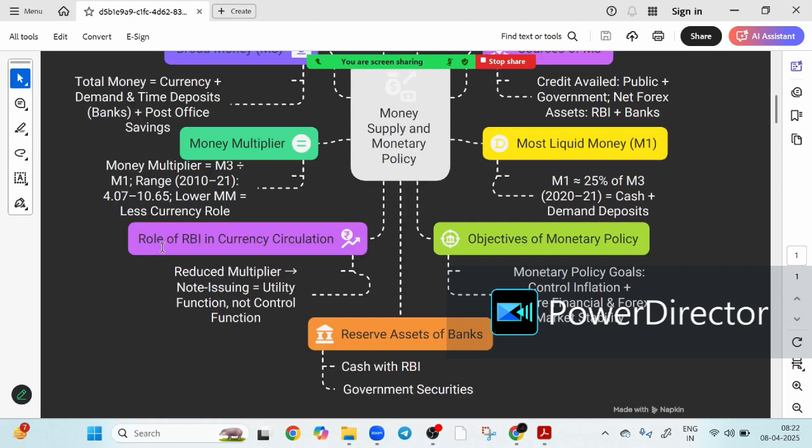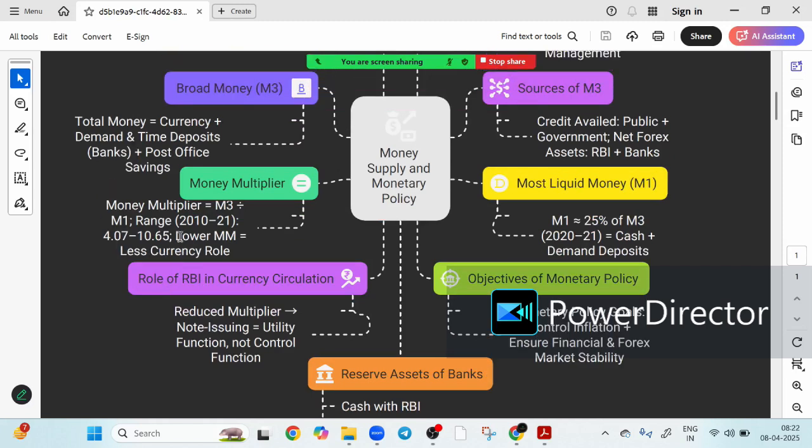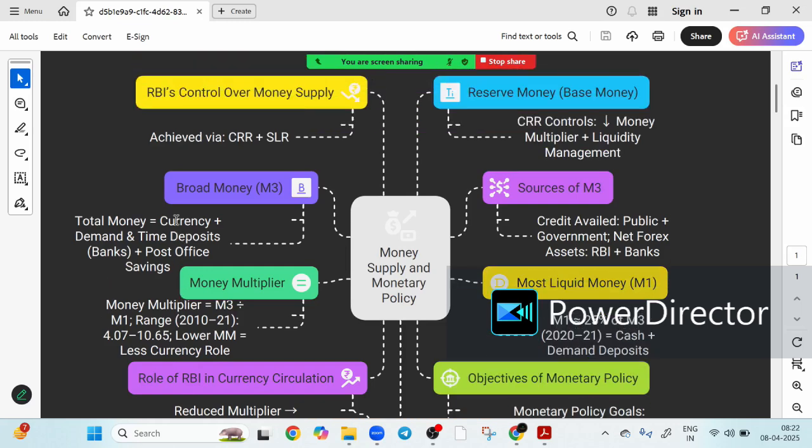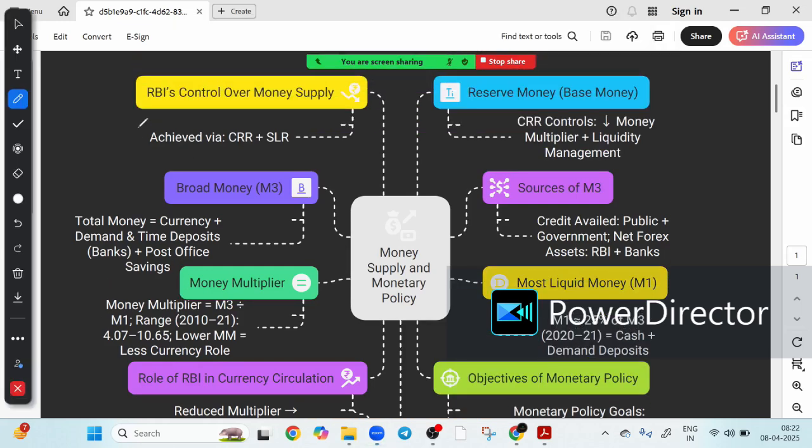But how does the RBI really control this system? RBI has a smart system called CRR and SLR, and this is the RBI's control over the money supply. RBI control over the money supply is achieved through CRR and SLR. These are the tools that the RBI uses to control the money supply. Again, the names are CRR and SLR. As you can see, what is the money multiplier, what is M1, what is M3, every aspect we have just covered. This is very, very important, friends, these are very important parts from where questions are asked repeatedly.